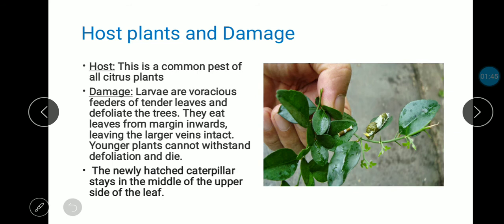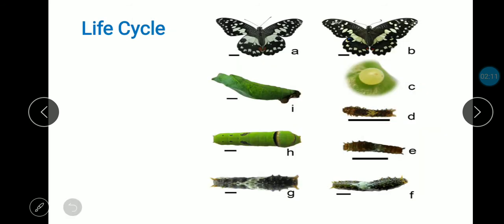The newly hatched caterpillar stays in the middle of the upper side of the leaf. This location or habit of the larva can be observed in this photograph, that is the larval stage which stays at the central region, that is the midrib. This is about the damage.